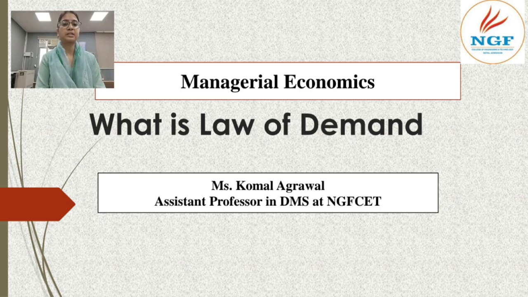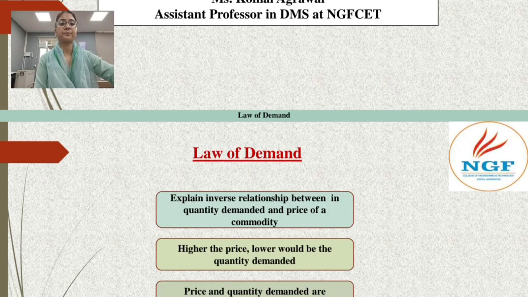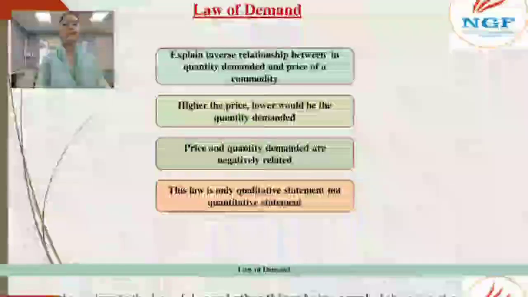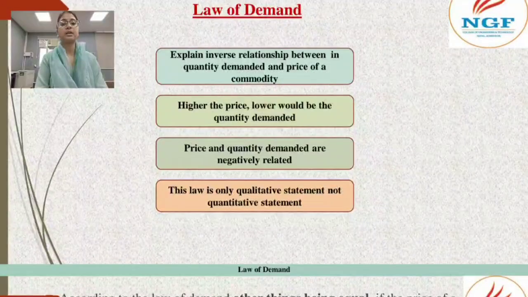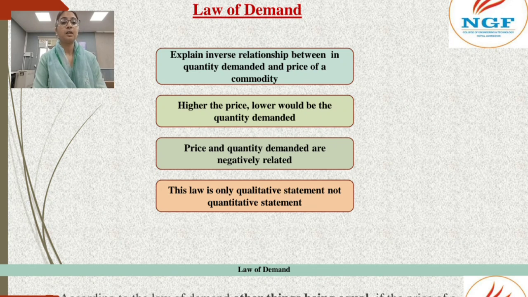Okay, let us understand what is the law of demand. The law of demand majorly tells us the inverse relationship between quantity demanded and the price of a commodity. It means when the price of a commodity increases, the quantity demanded for that product decreases. And when the price is decreased, the quantity demanded for that product increases. This is a negative relationship between both of them.